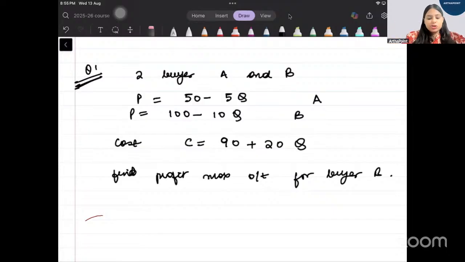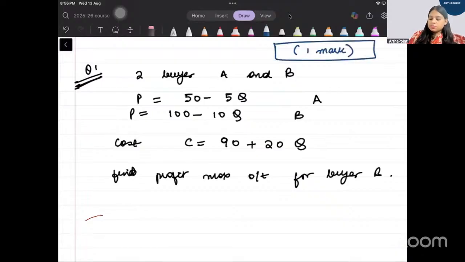Go ahead, give this question a try. Very simple question. It's not more than 1 mark. Anyone? You're not allowed to take this much time in the exam.